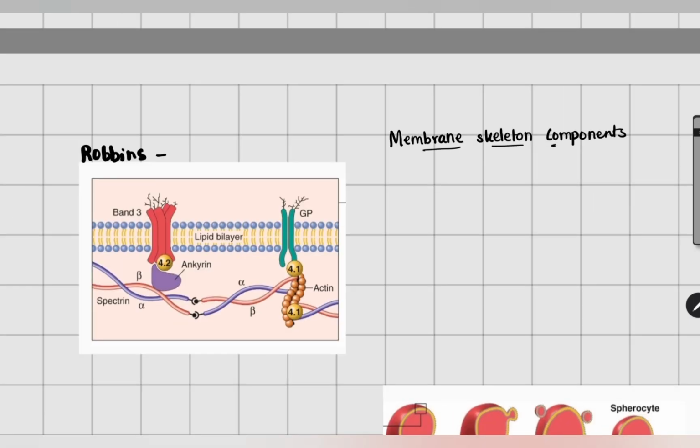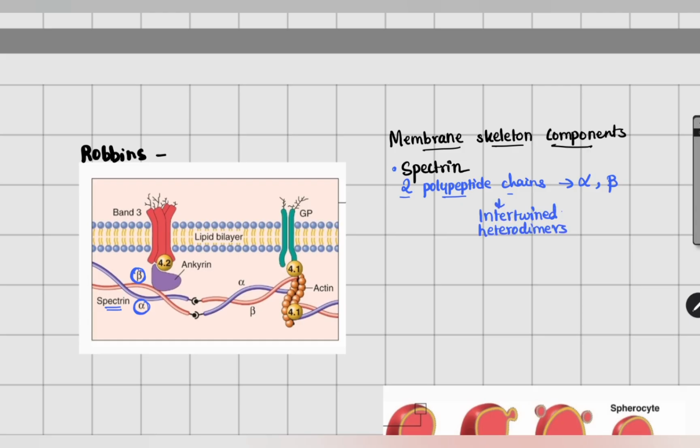Now, let's see what the membrane skeleton is made up of. First and foremost, we can see spectrin, which is formed of two polypeptide chains, alpha and beta, which are intertwined with each other, and they form heterodimers. Next, we can see ankyrin, band 4.2 and band 3 on the same side.